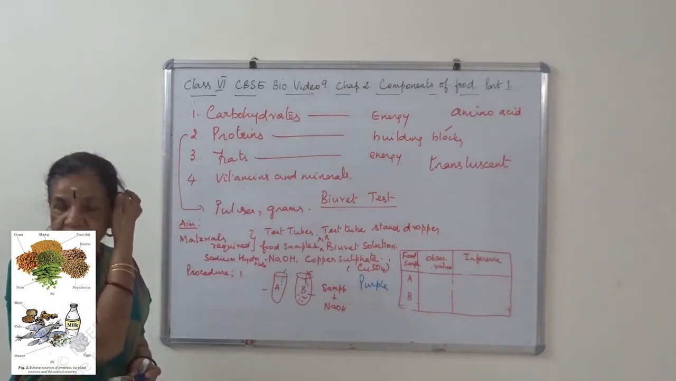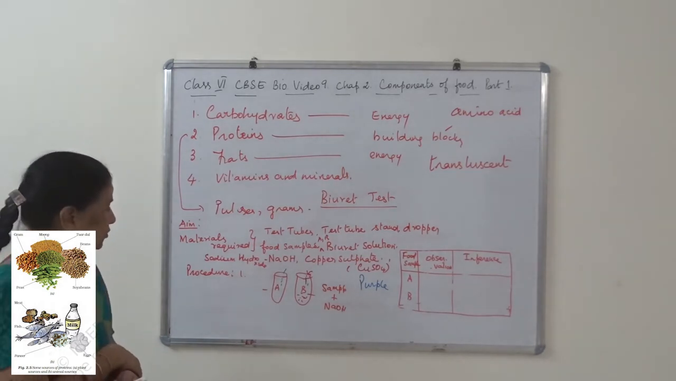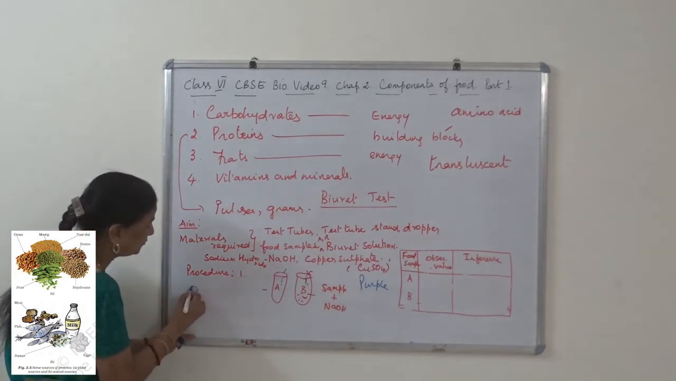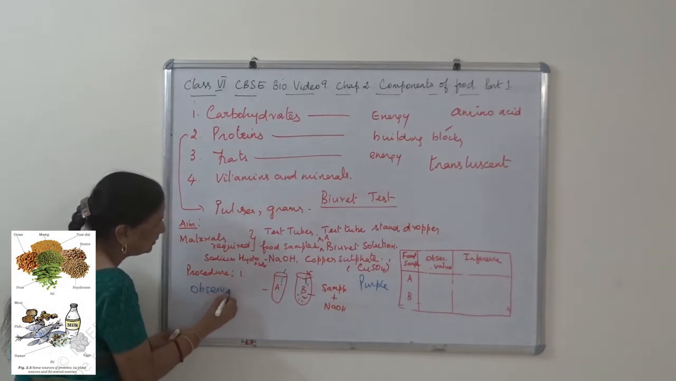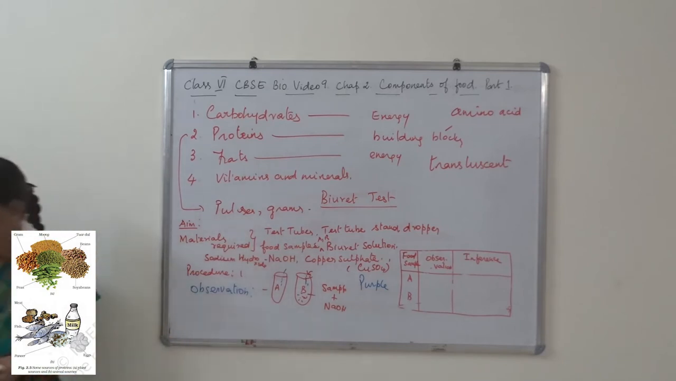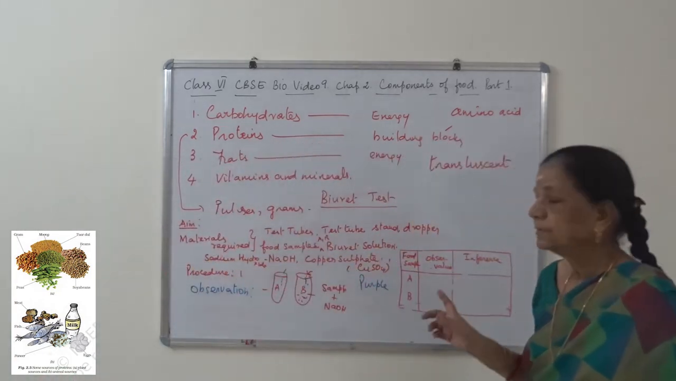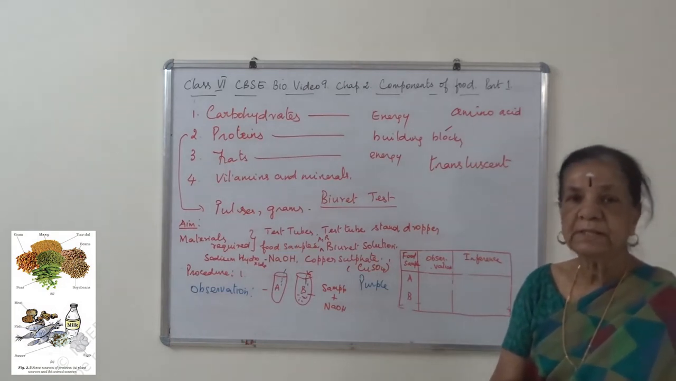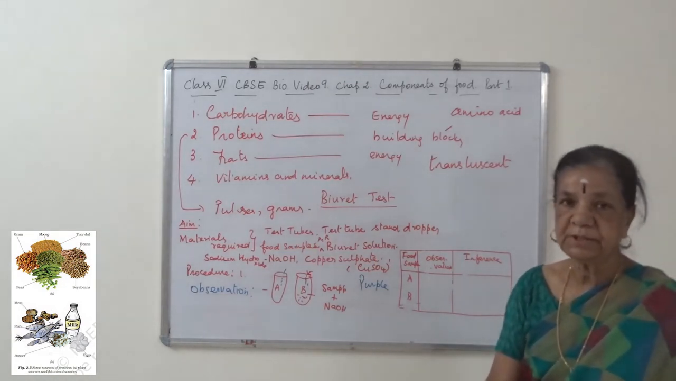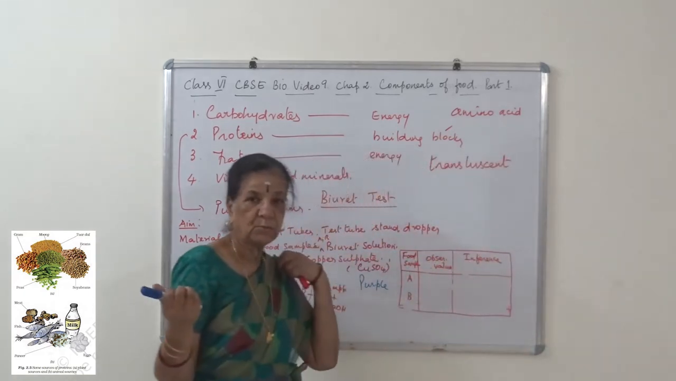I hope you understand. That shows the presence of protein. So what observation will you write? Observation: sample A, no characteristic color change. Sample B turns purple in color. Appearance of purple color in sample B shows the presence of protein. And you have to fill up the table on the opposite side.